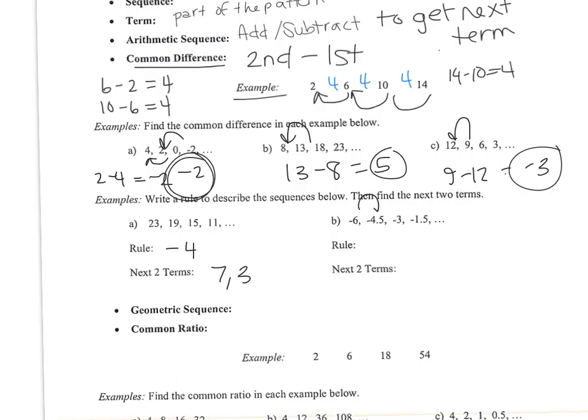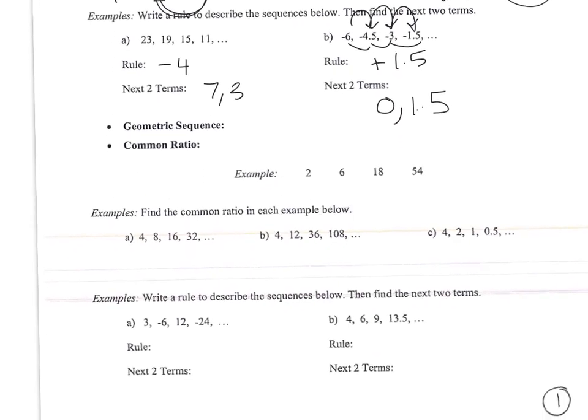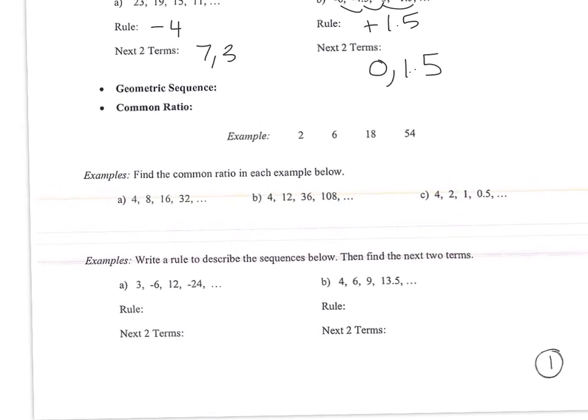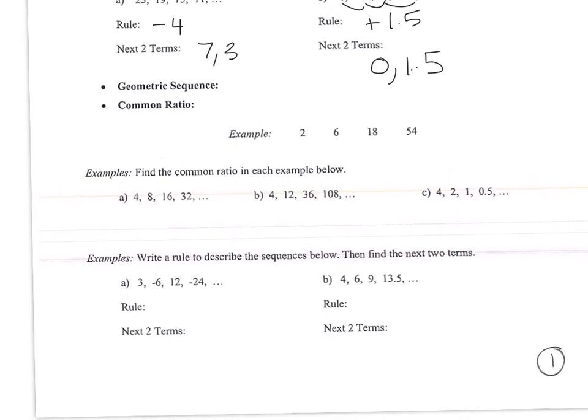This rule is we're adding 1.5. The difference between here and here is 1.5. So the rule is adding 1.5. So the next two terms are going to be 0 and 1.5. So we have done arithmetic sequences.